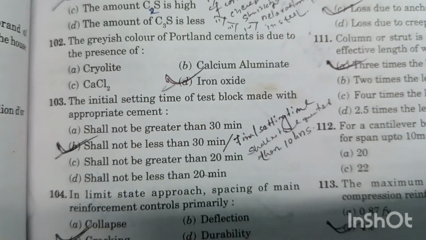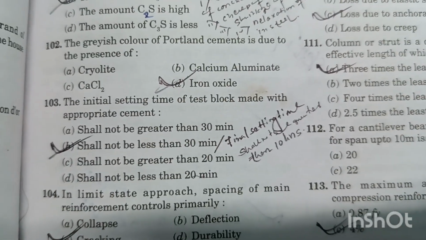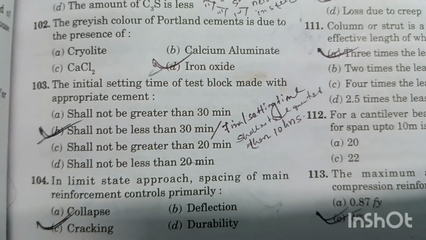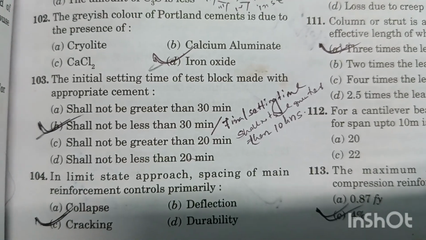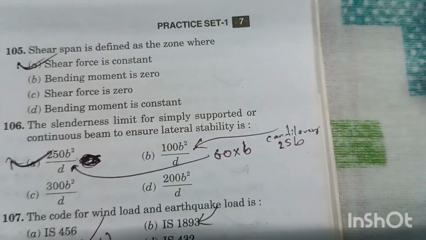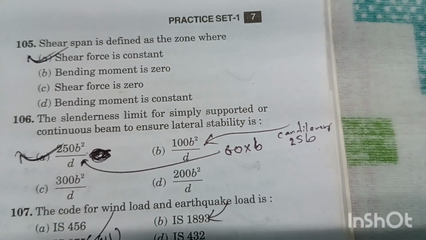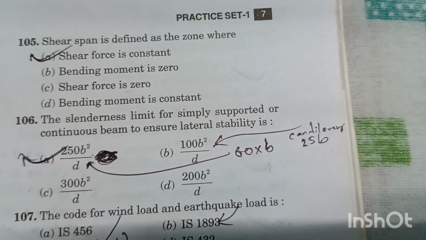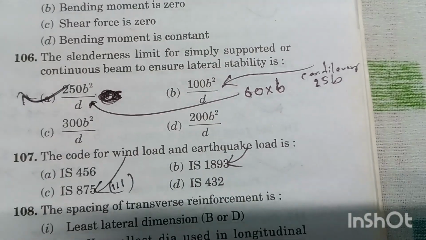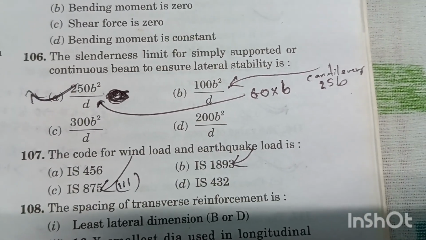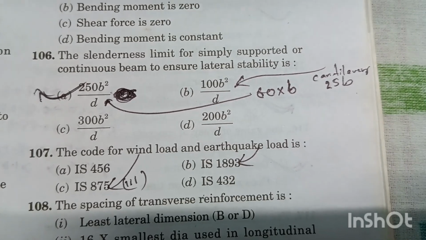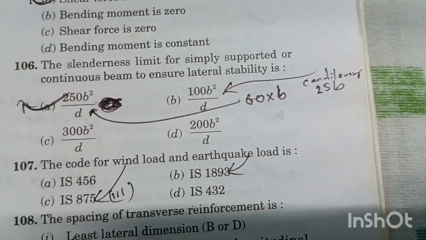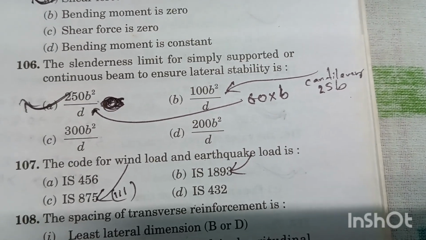Question number 104. In limit state approach, spacing of main reinforcement controls primarily cracking. Option C is the right answer. Question number 105. Shear span is defined as the zone where shear force is constant. Option A is the right answer. Question number 106. The slenderness limit for simply supported or continuous beam to ensure lateral stability is. Option A is the right answer.